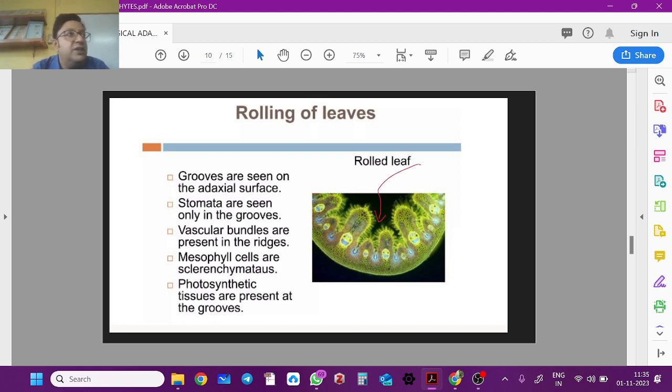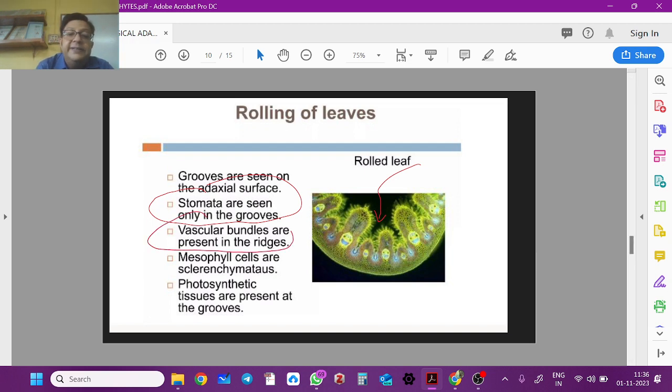Groove means a small furrow. You can see it on the adaxial surface, meaning the upper side where it is rolled. Abaxial, adaxial. Stomata are seen only in the grooves. So inside a groove we have the stomata. It is sunken inside.